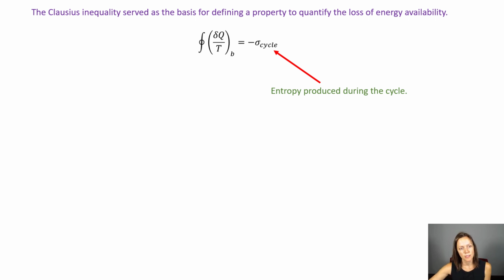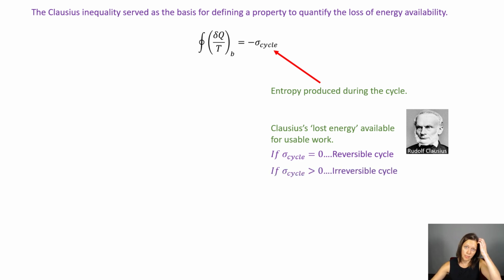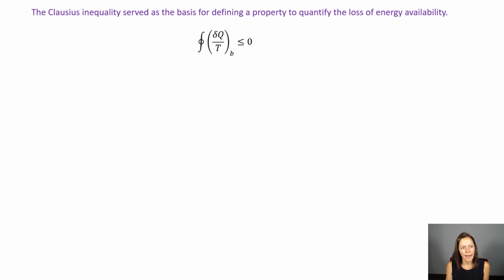All right, so this sigma is the amount of entropy produced during the cycle, and it's that quantity right there that Clausius was after. That's the energy that is no longer available to do usable work. If it's equal to 0, that means you have no irreversibilities in your cycle. If it's greater than 0, it means that you have irreversibilities within your cycle; you get an irreversible cycle. So I can replace that and put an inequality in there. This quantity right here is less than 0 if you've got irreversibilities. It's equal to 0 if you have a reversible cycle.